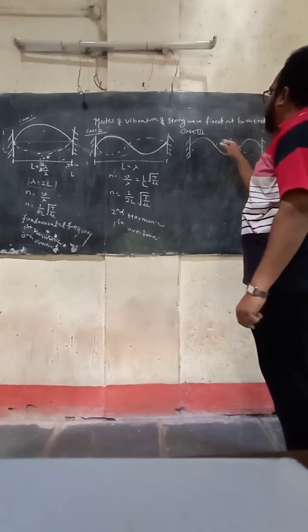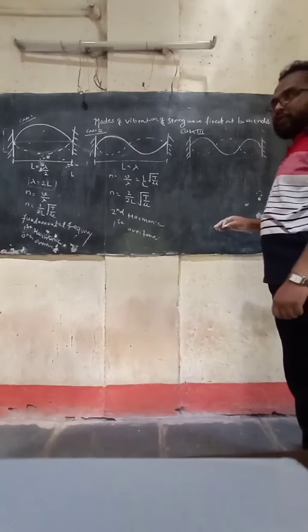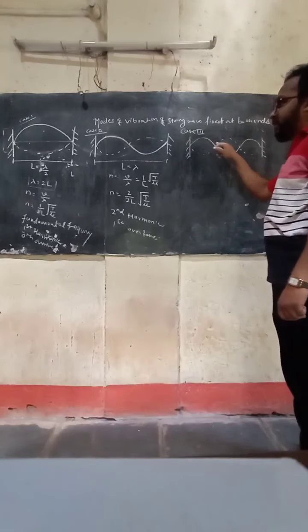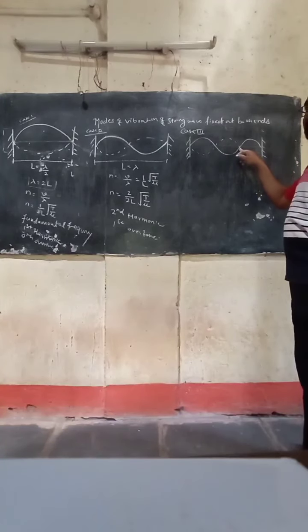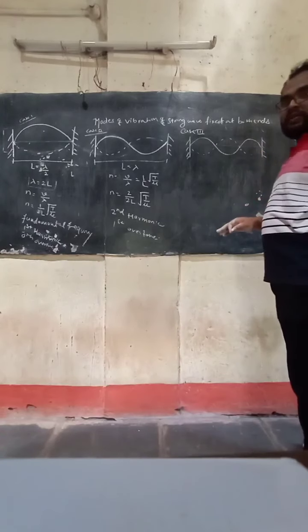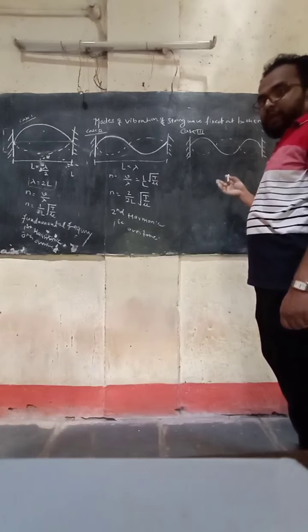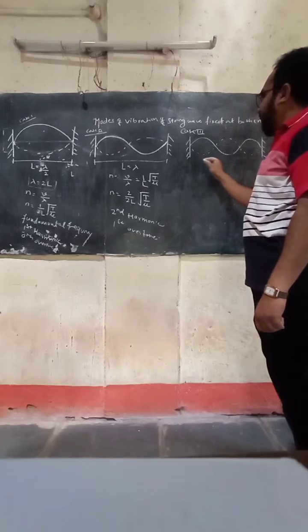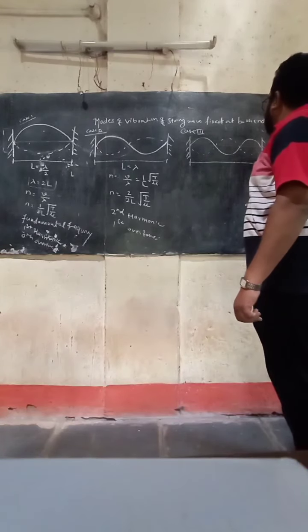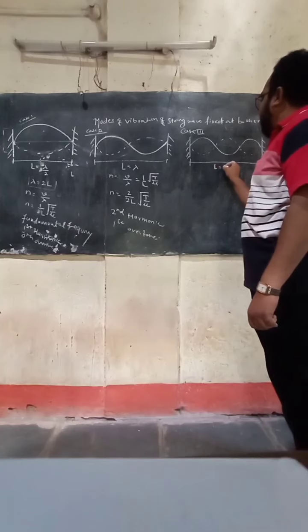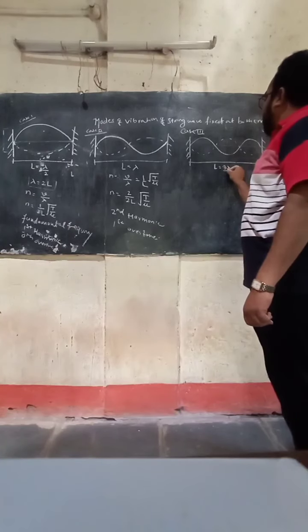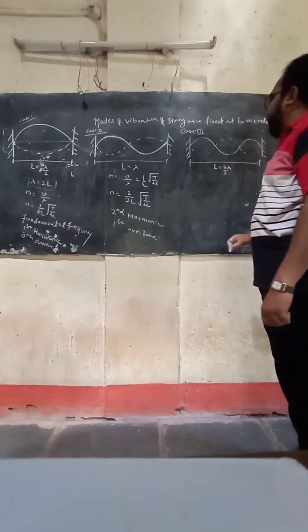So how many waves are there in one complete length of the string? Now see, this is the complete wavelength, and this one is the half. So this is 3/2 or 1.5 the wavelength. So you can see, we can say this length L is nothing but 3/2 of the wavelength.